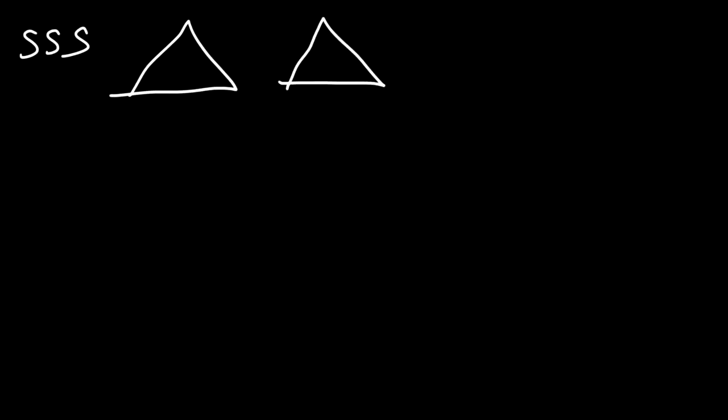In this video, we're going to talk about how to use CPCTC in two-column proofs. So first, let's review the four postulates that you need to prove that two triangles are congruent. The first one is the side-side-side postulate. So in this case, all three sides must be congruent. If they're congruent, then you could prove that the two triangles are congruent.